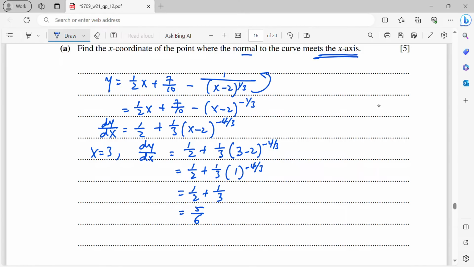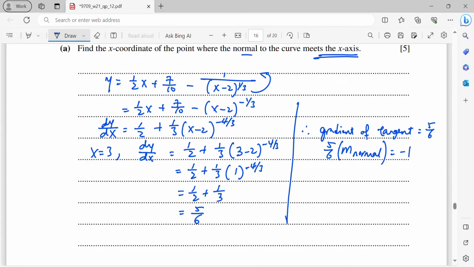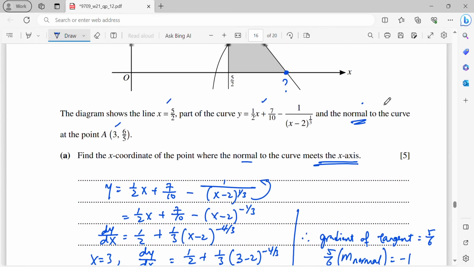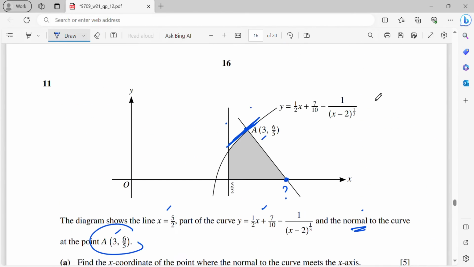Okay, so now from here, the gradient of the tangent is 5 over 6. So 5 over 6 times the gradient of the normal equals minus 1 because they are perpendicular to each other. Therefore, m normal is going to be negative 6 over 5. With this gradient and the point, I can find the normal line. What is this normal line? And then followed by finding this question mark. What is the value of x when y equals 0?